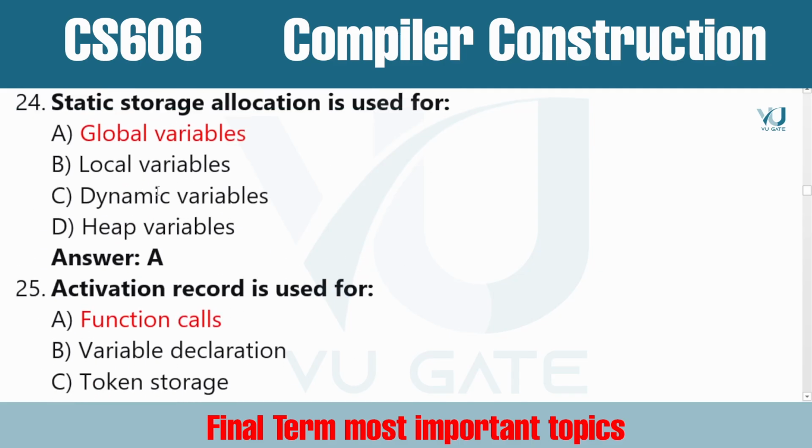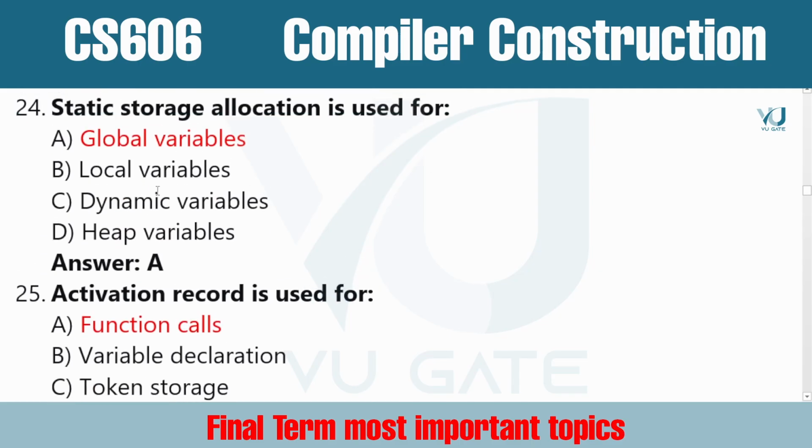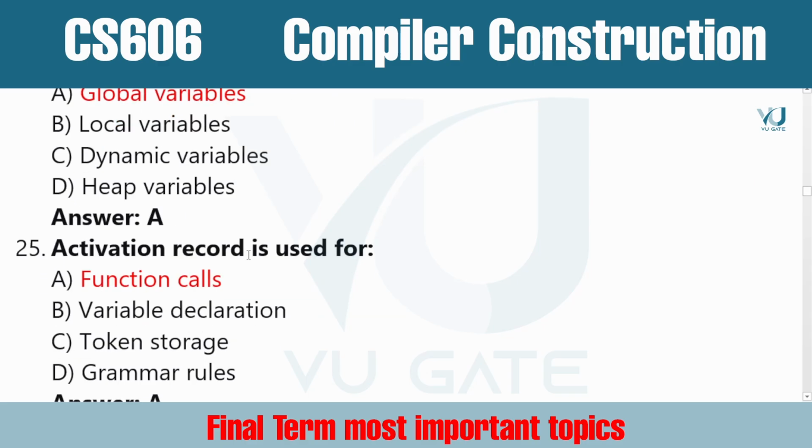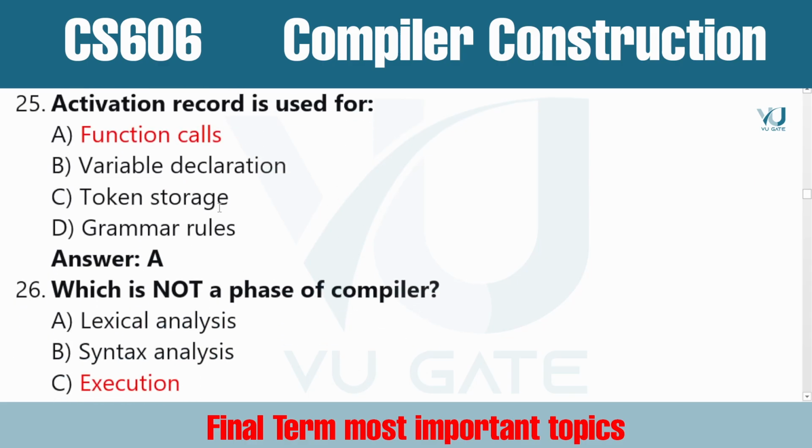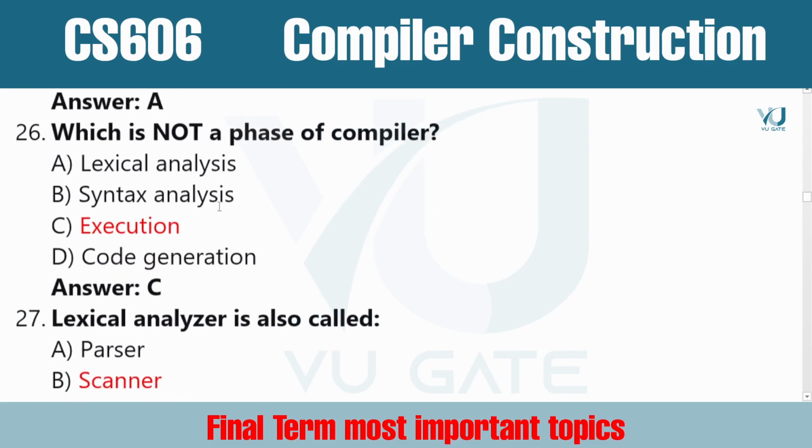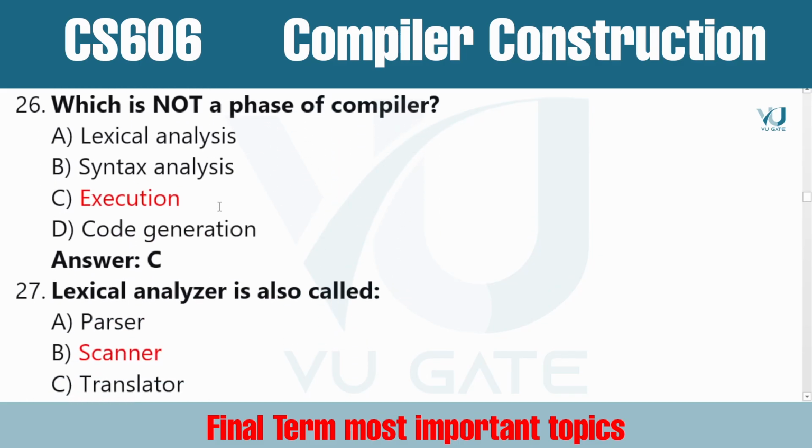Static storage allocation is used for. The correct answer is option A, global variables. Activation record is used for. The correct answer is option A, function calls. Which is not a phase of compiler? The correct answer is option C, execution.